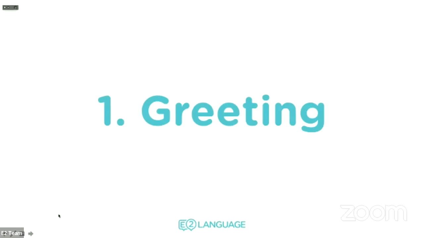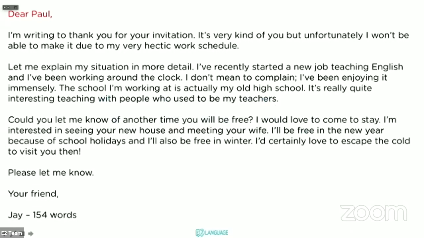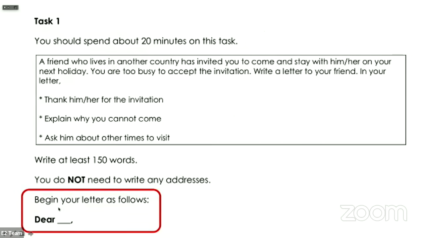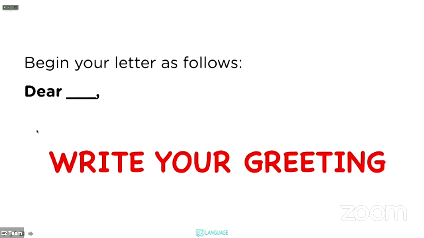Fine. Let's look at the greeting. This is dead simple. Dear Paul, how do I know what greeting to use? Well, the task prompt, the question prompt will actually tell you. It says, begin your letter as follows, dear. And because we're writing to a friend, we're just going to use their first name. Dear Paul, dear Anne, dear John, dear Simon, whatever it is. So you have 30 seconds, no, even less. You have 20 seconds to write your greeting, please. And just choose a name. Anybody's fine.